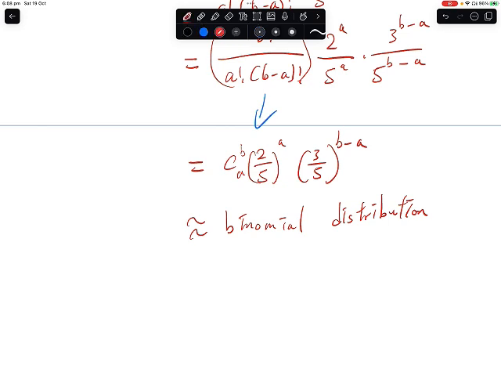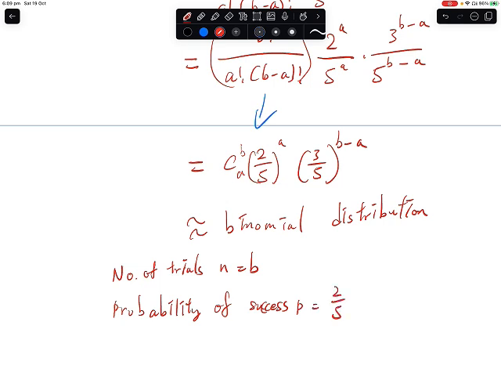The number of trials can be b, and the probability is p, where lambda 1 equals 2 and lambda 2 equals 3. So this is the final answer: the distribution is binomial.